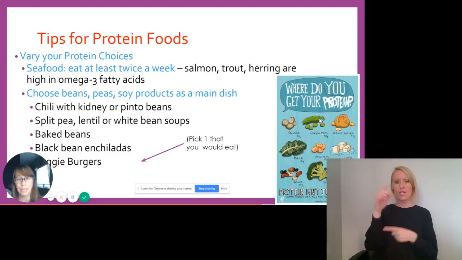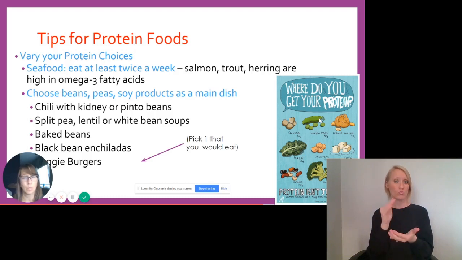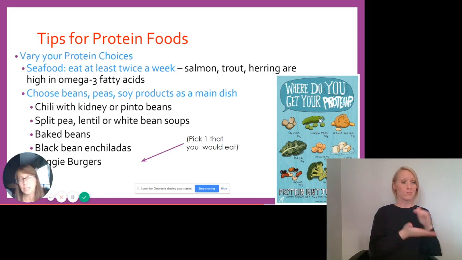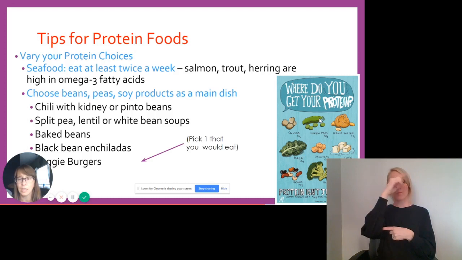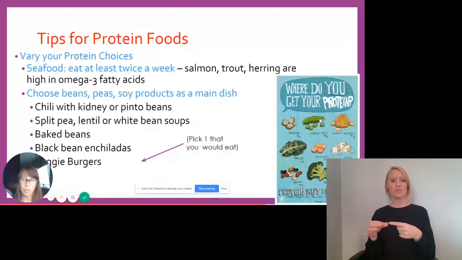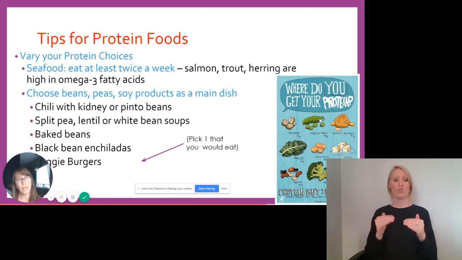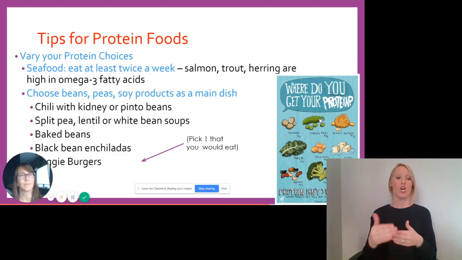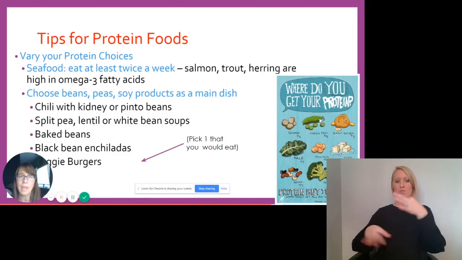You could do split pea, lentil, or white bean soups. You could do baked beans. You could do a black bean enchilada and put all the cheese and all the other yummy stuff that you put in your enchiladas. And then there's also veggie burgers. So veggie burgers are a combination of plant-based proteins. And maybe you've even heard of Impossible or Beyond Burgers, where that's a new kind of animal replacement of a hamburger patty.